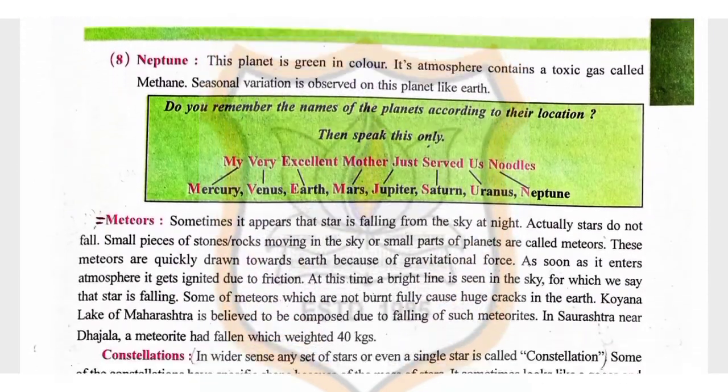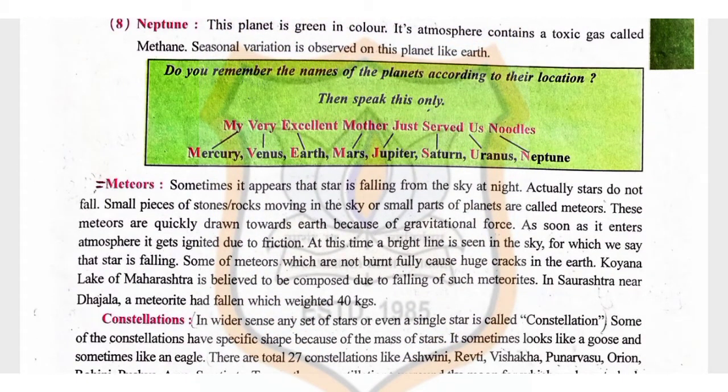Now next is Neptune. This planet is green in color. Its atmosphere contains a toxic gas called methane. Seasonal variation is observed on this planet like Earth. Do you remember the names of the planets according to their location? Then speak this: My very excellent mother just served us noodles. So M is for Mercury, V is for Venus, E Earth, M Mars, J Jupiter, S Saturn, U Uranus and N Neptune.